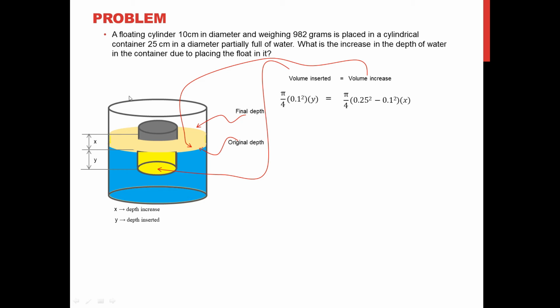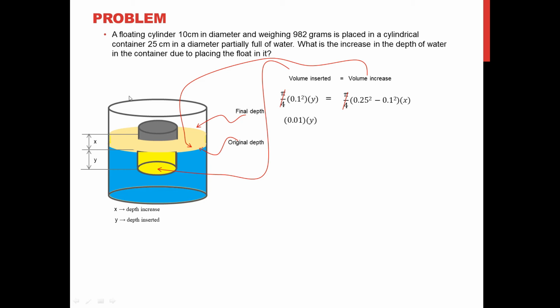So this is just a difference in area of the larger circle and the smaller circle. So we multiply that by the common height x. So this is actually the volume increase. Notice that pi over 4 is common, so we can simply cancel that one.